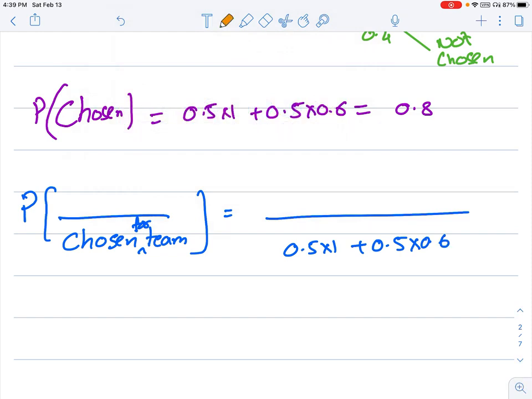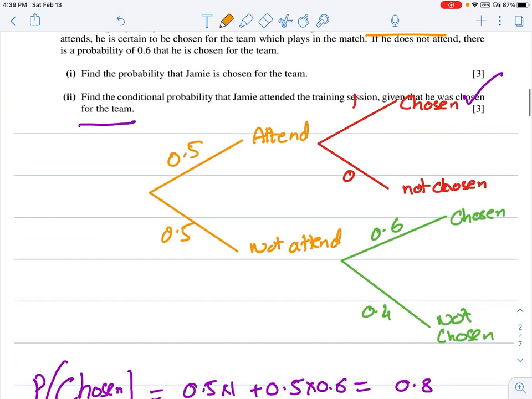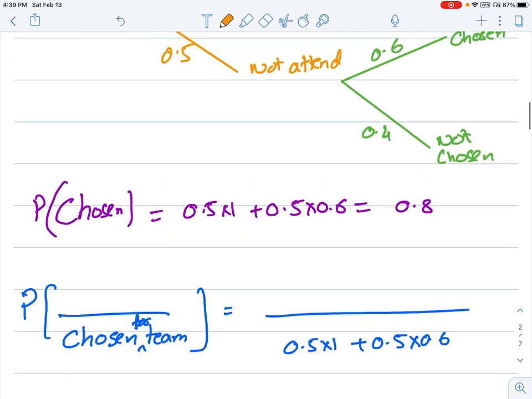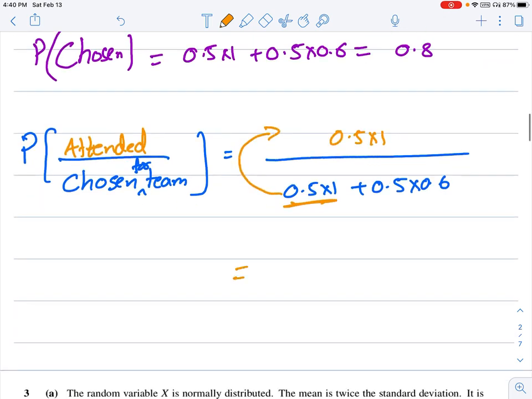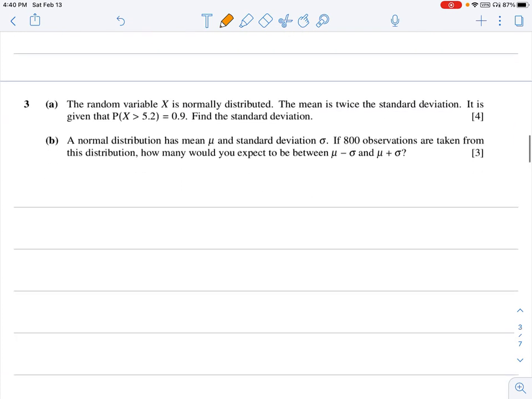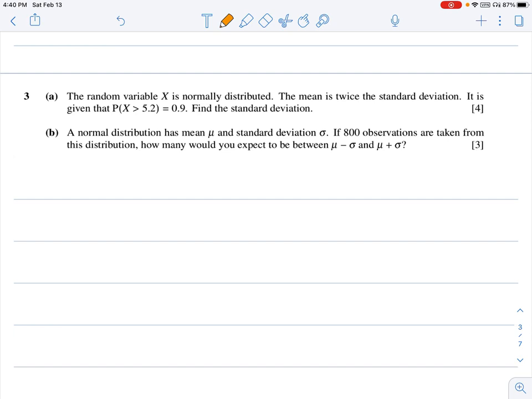Which part? That will be there in the question. He is asking the probability that he attended the training session. Attended the training session is 0.5, so that goes to the numerator. So 0.5 times 1. When I simplify this, I get 0.625, 3 significant figures. Third question, the random variable x is normally distributed.